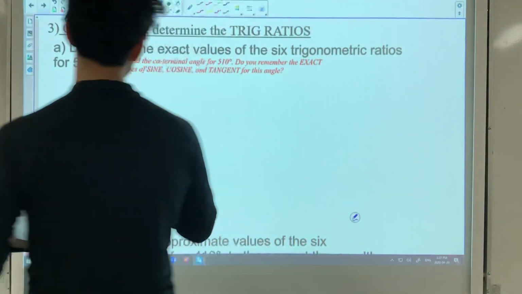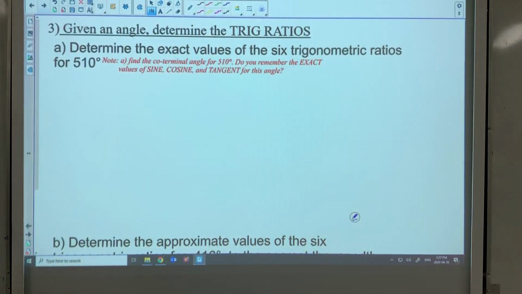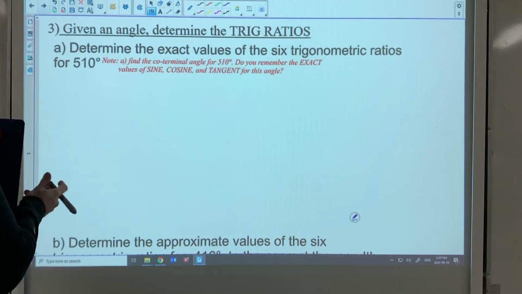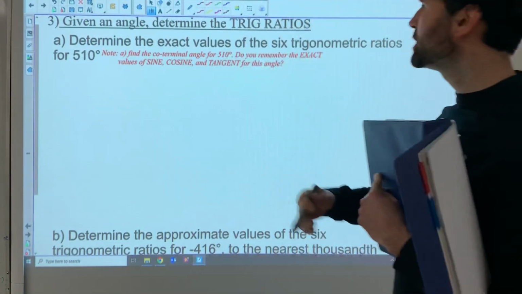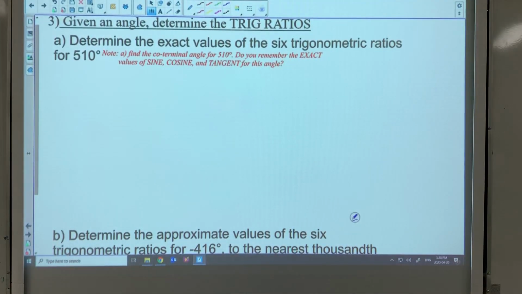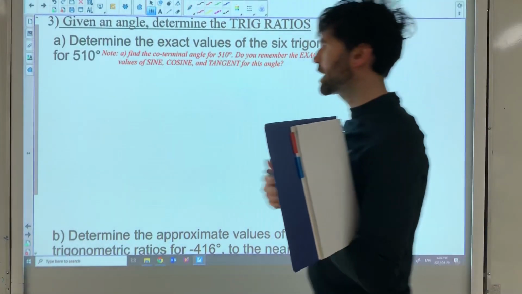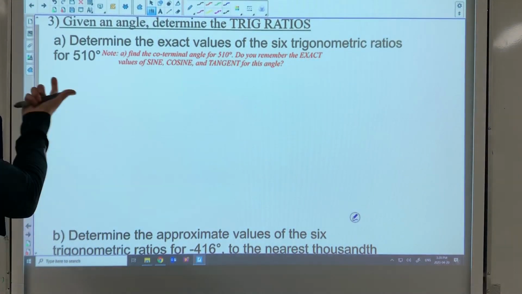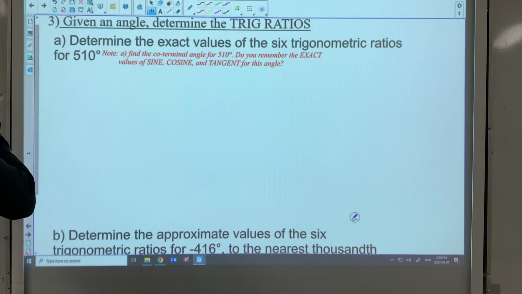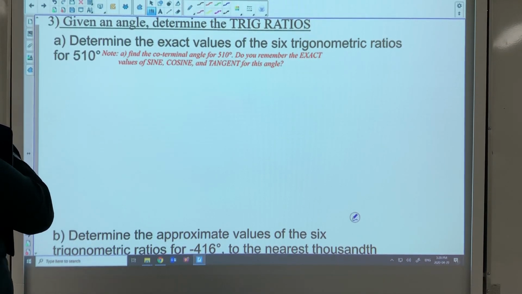This is the question where they give you an angle and then they ask you to determine the trig ratios. So they say determine the exact values of the 6 trigonometric ratios for 510 degrees. I wrote a little hint here. You need to find the coterminal angle for 510 degrees first. If you don't ever have the angle that's in quadrant 1, then you're not going to be able to do this question very easily, okay?